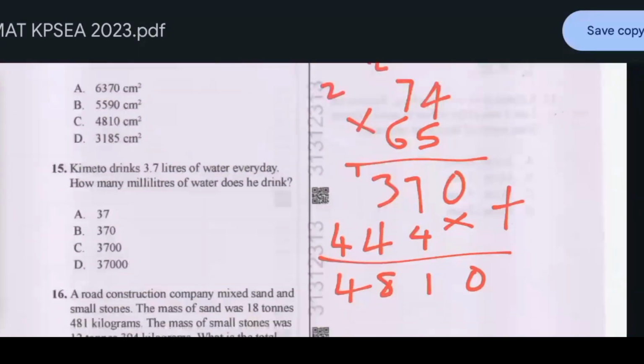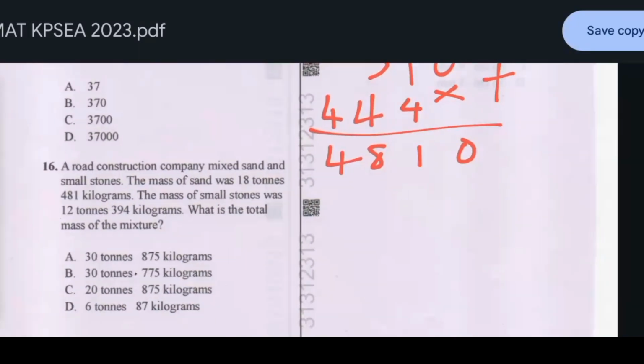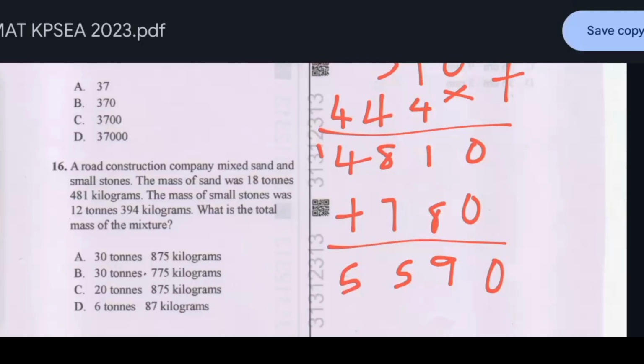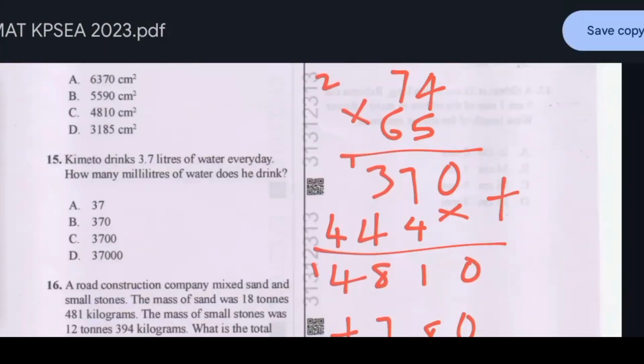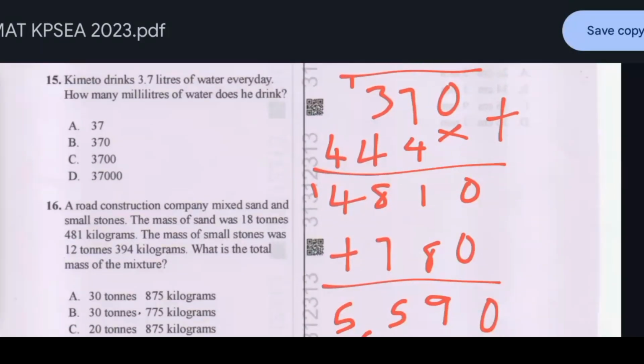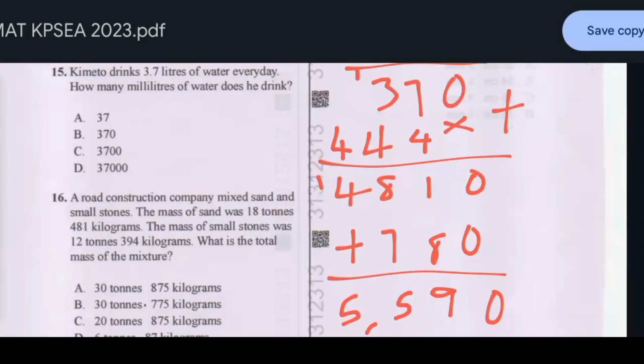4,810. We add it to the 780. So plus 780. That was the area of the triangle. So add that. 0 plus 0 is 0. 1 plus 8 is 9. 8 plus 7 is 15. Carry 1. And that is 5,590 centimeters squared. The answer is B. Let's go to number 15.